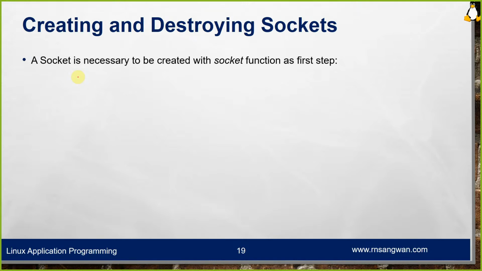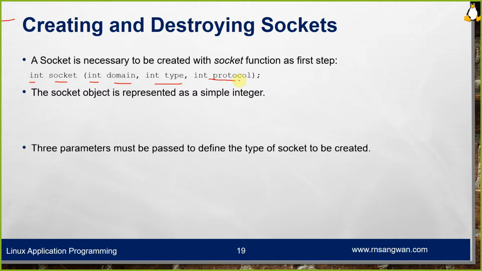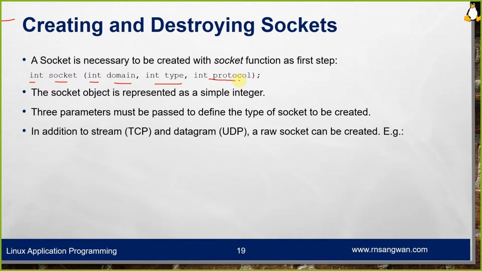A socket must be created with the socket function. This is the prototype of the function: int socket(int domain, int type, int protocol). It takes these three arguments. The socket object is represented as a simple integer. Three parameters must be passed to define the type of socket to be created. A stream socket (TCP), a datagram socket (UDP), or a raw socket can be created. For example, this.